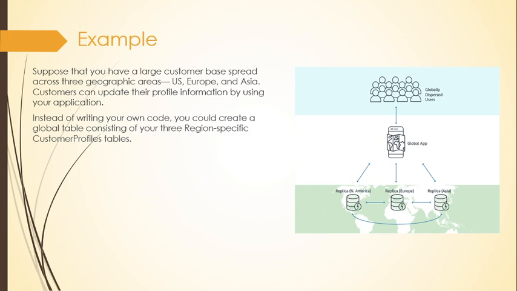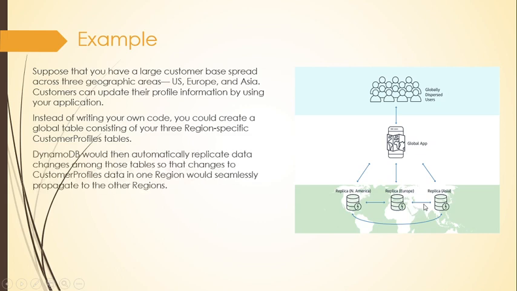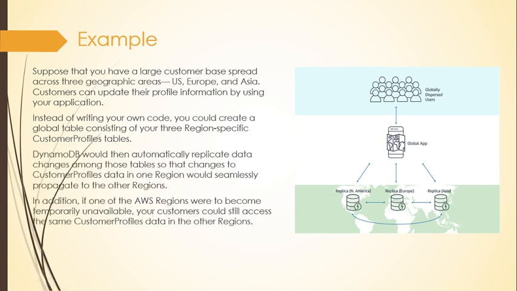So you can have a customer profile table as a global table, and it will get replicated in all these 3 regions. Suppose a user from the US updates his profile using the US region, then that update will automatically get propagated into other regions as well. In addition, if one of the AWS regions becomes temporarily unavailable, the customer could still access the same customer profile data in the other regions.